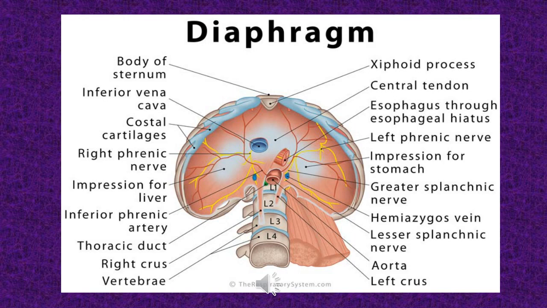Coming to the arterial supply, the diaphragm is supplied by the musculophrenic arteries, inferior phrenic arteries, superior phrenic arteries, and also the lower five intercostal arteries and subcostal arteries.